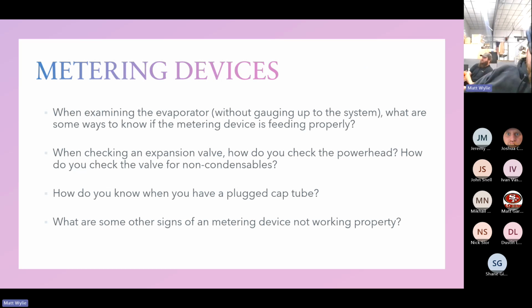Metering devices. When examining your evaporator, without gauging up the system, what are some ways to know a metering device is feeding properly? Check your superheat, like Matt said. If it's not adjusting, you're going in, waiting, watching it, turning it back out, and if it's not doing anything, just staying at the same temperature, then we know it's not feeding right.